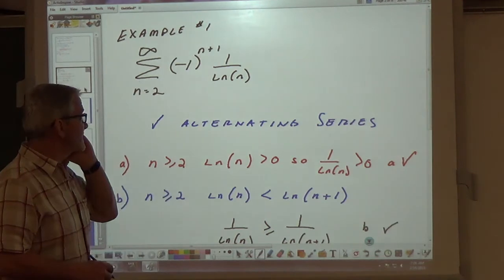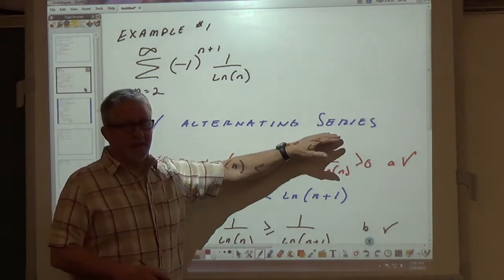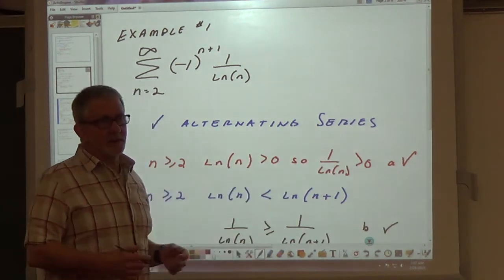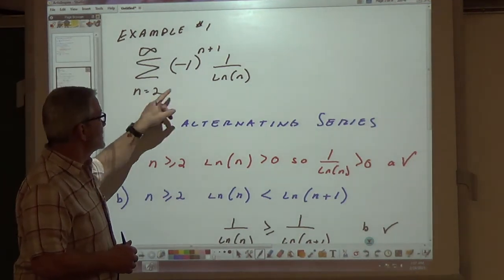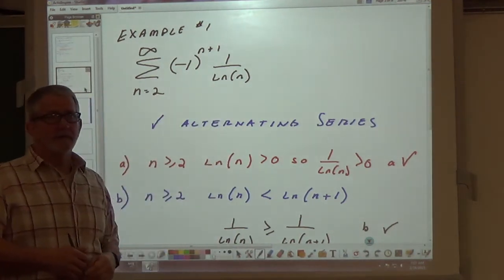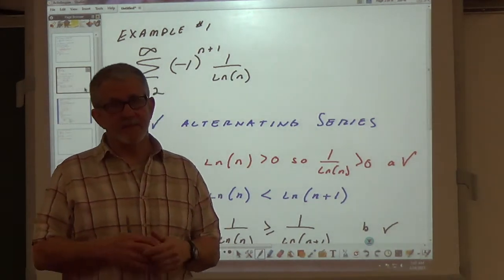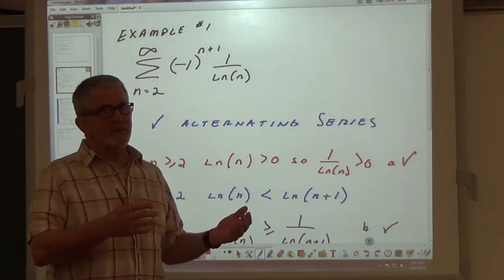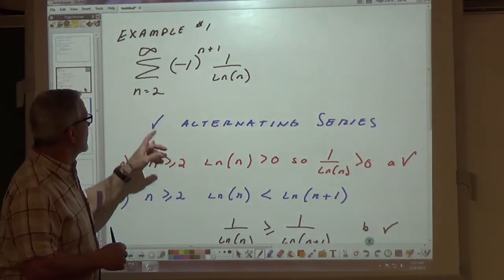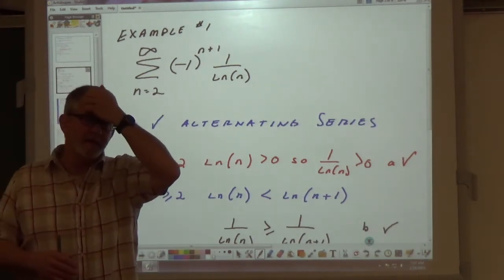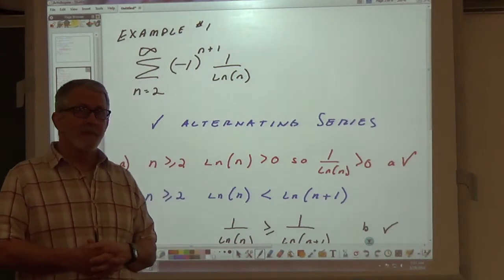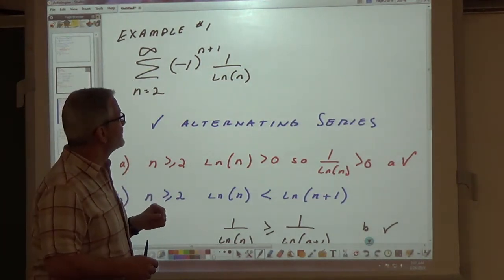Let's see if the three conditions hold. It is alternating, but it's a good idea to verify that it is indeed alternating. If n is greater than or equal to 2, then I know ln of n is positive. Sometimes ln is negative if n is less than 1, and that's why we're starting at 2. I can't start at 1, because then I have something that's undefined. So this guy is alternating.